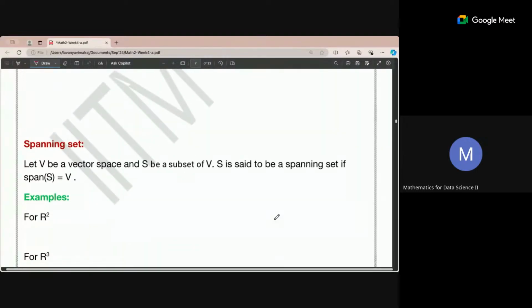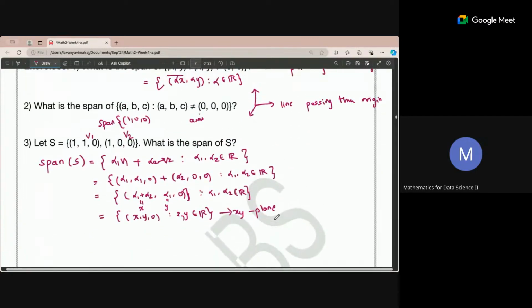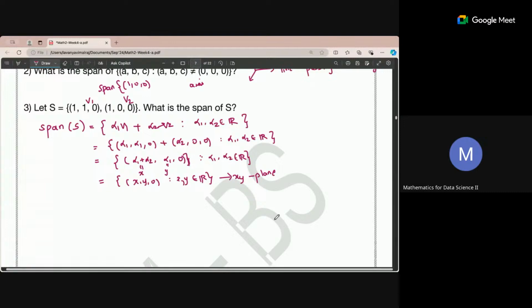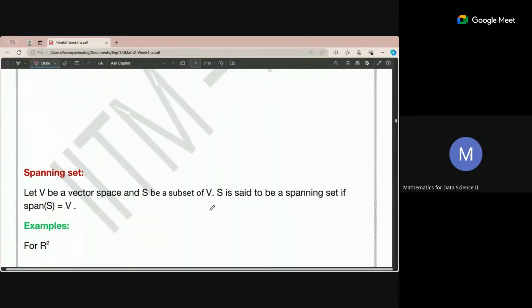Now let V be a vector space. So what the span of a set is, we understood. Now instead of starting from a set, we are moving in the other direction. What we did was take a few vectors and see what the span of the set is. Now we are going to consider a subspace or a vector space, and see whether we are able to find some vectors such that the span of that set of vectors is this vector space. So that is the concept of a spanning set.